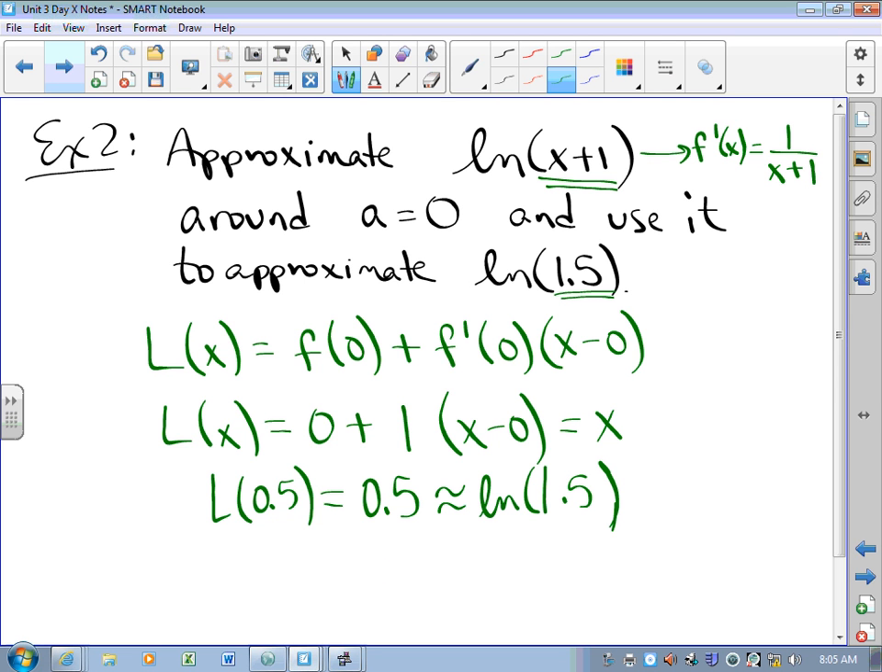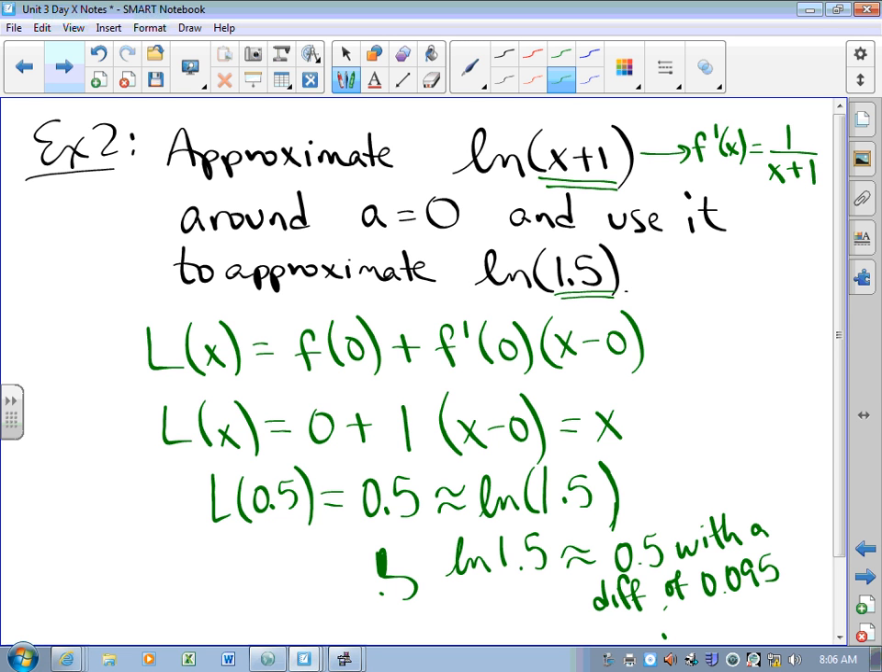As a side note, the ln of 1.5 is approximately 0.5 with an actual difference of 0.095, which is not bad. I mean, it's not great, but it's not bad.